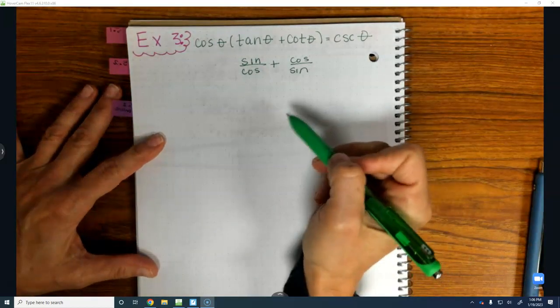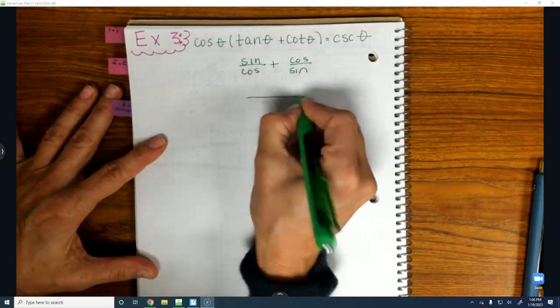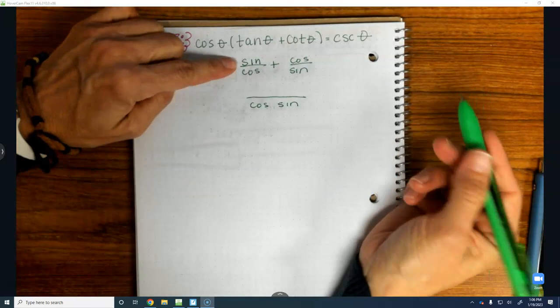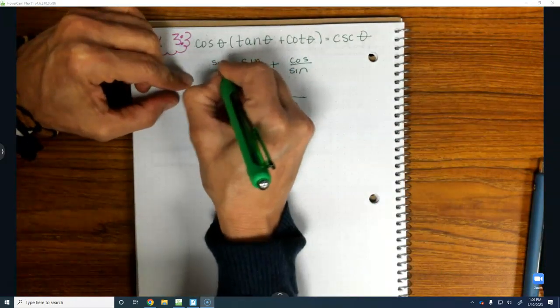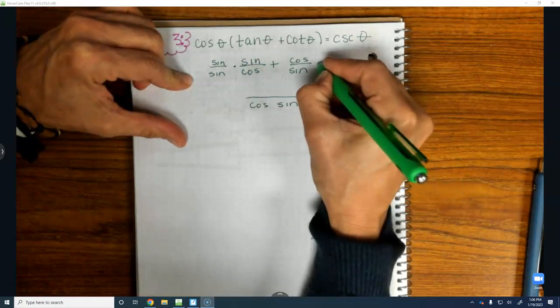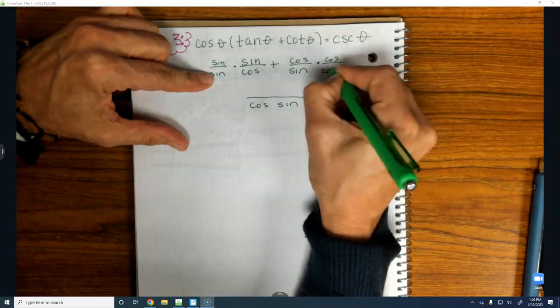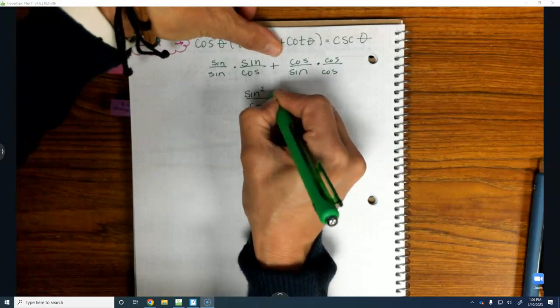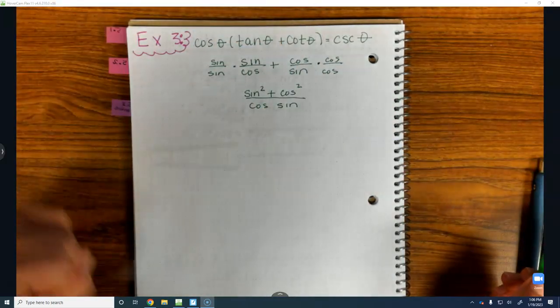Let me go ahead and combine these. I've got to have an LCD. My LCD here is going to be both of these multiplied together. So remember, the LCD is going to be cosine times sine. Now this is missing sine, so it has to be multiplied by sine over sine. This is missing cosine. So sine times sine, of course, is sine squared. I'm going to recopy the plus sign. Cosine times cosine, of course, is cosine squared.